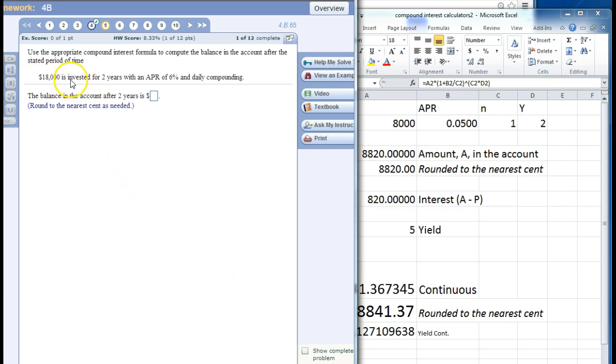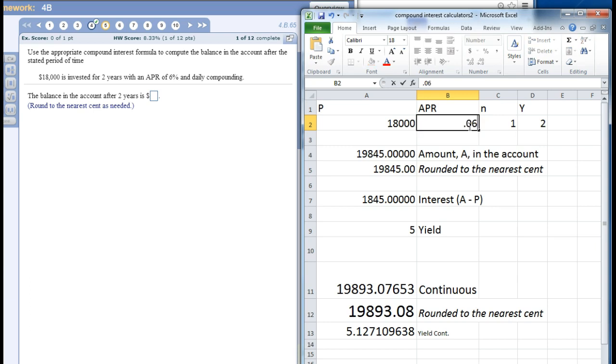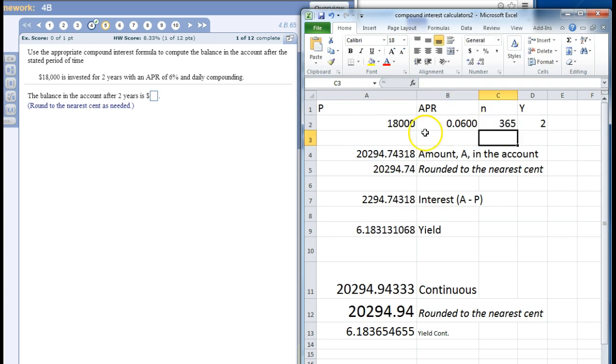Okay, so let's look at this example. 18,000 is invested, so 18,000 is our principal. APR is 6%, so write that as a decimal. N is daily compounding, so that means there's 365 days in a year. And then Y is how many years? 2 still. So there's my answer, rounded to the nearest cent: 20294.74.